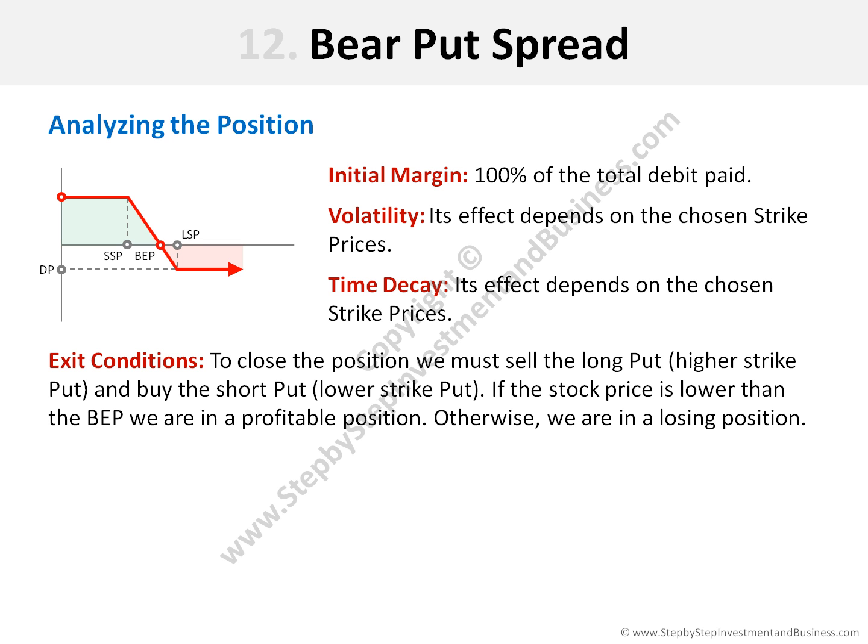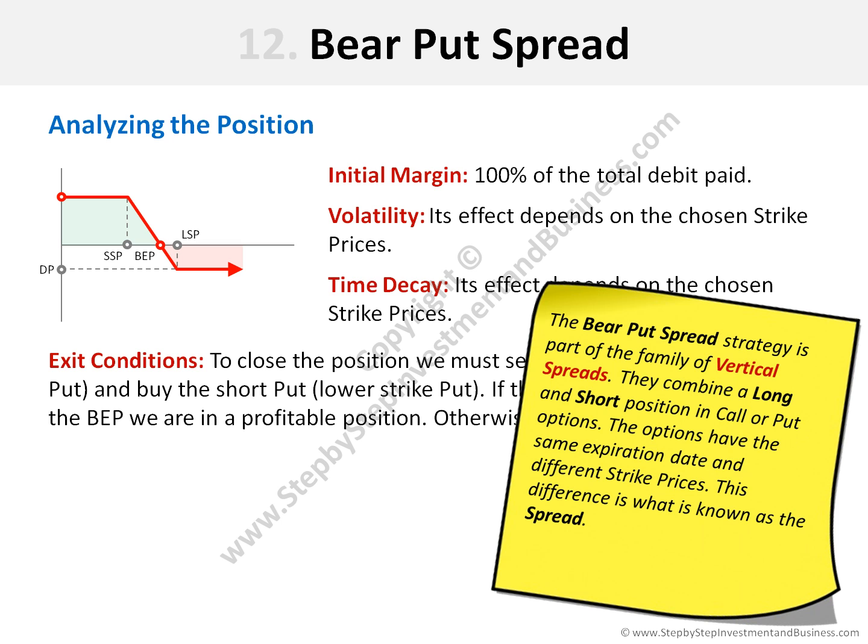On the other hand, with respect to exit conditions, to close the position, we must sell the long put, that is, the higher strike put, and buy the short put, that is, the lower strike put. If the stock price is lower than the break-even point, we are in a profitable position. Otherwise, we are in a losing position.